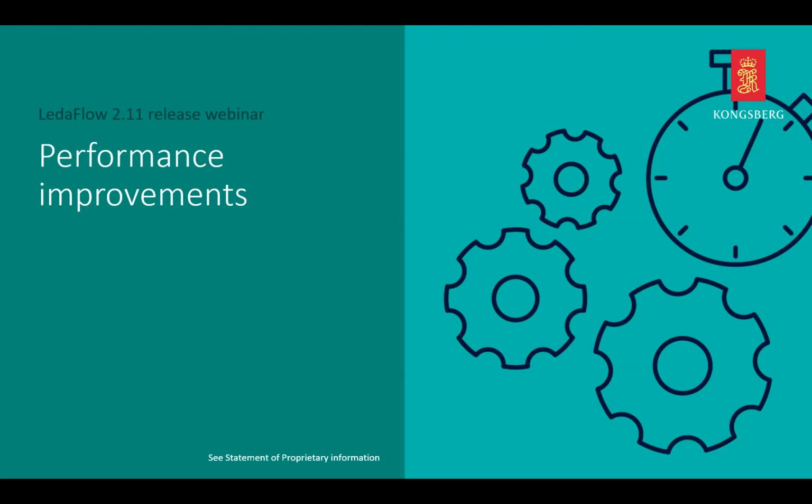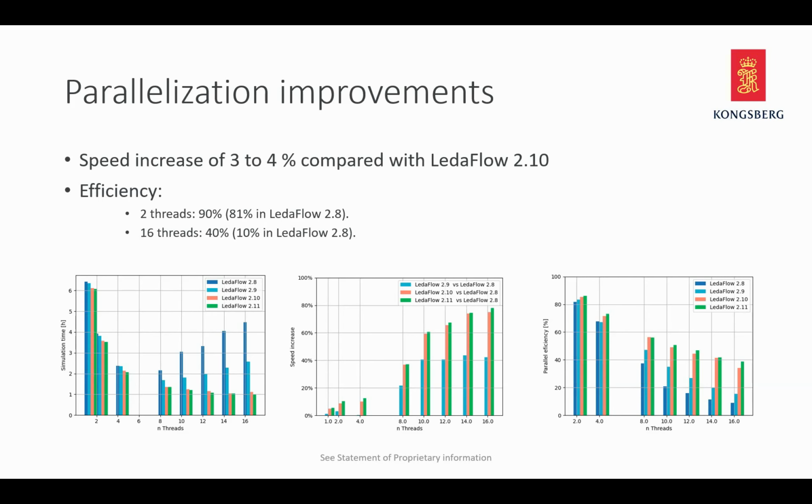After these model improvements, I would like to mention some improvements on performance, because the parallelization has been improved for slug capturing cases that are using the new solver. That is something that we always work on. So during simulations, LedaFlow divides some computational calculations into parallel threads for faster processing. And we analyze how the equations are evaluated and solved in parallel, targeting those with lower efficiencies. What we have achieved this time is a speed increase of 3 to 4% compared to LedaFlow 2.10.